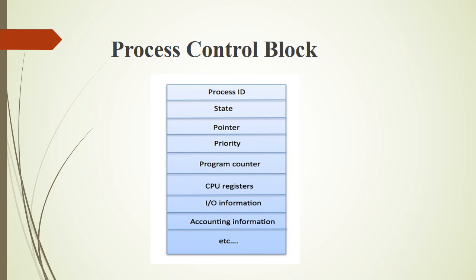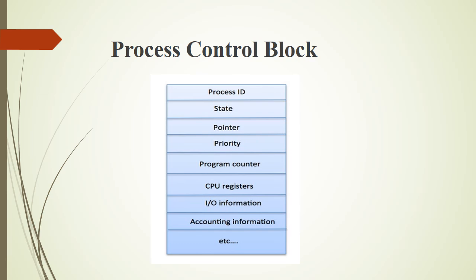Next one, pointer. Pointer to the process. This is used to store the direct or indirect address or location of the process image residing in memory. It also stores memory management information. It stores which area of main memory is used to store the program and which is used to store data. It also stores the starting address of the process.